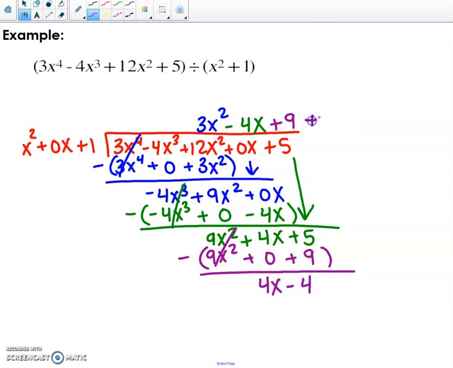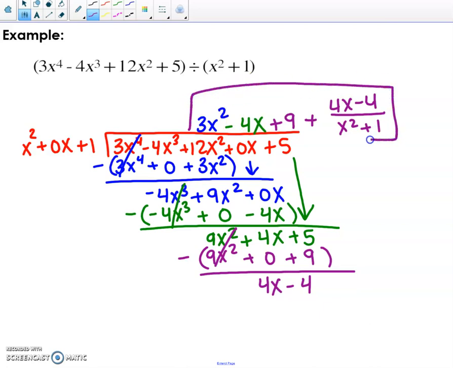So we're going to tack on a plus sign since it's a positive 4x, and we're going to do 4x minus 4 over our divisor of x squared plus 1. When you're writing your remainder, you do not need to include the 0x as the placeholder. You can if you would like to, but you don't need to.